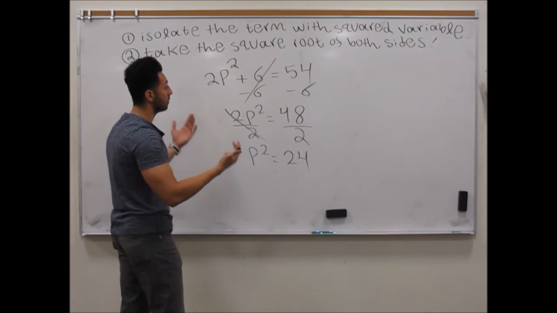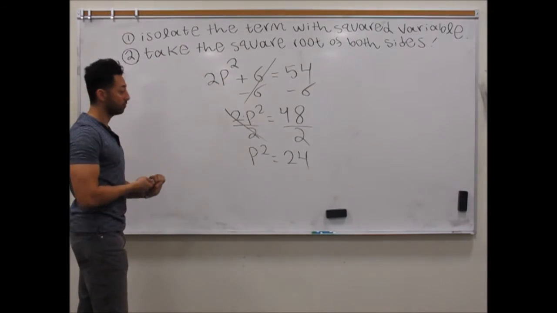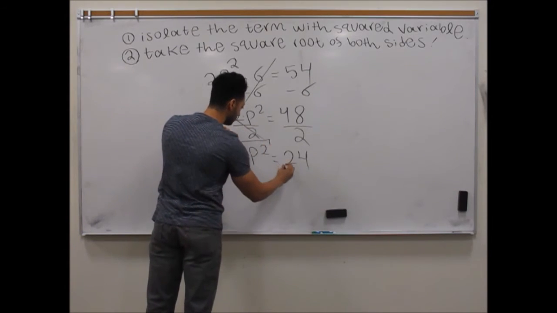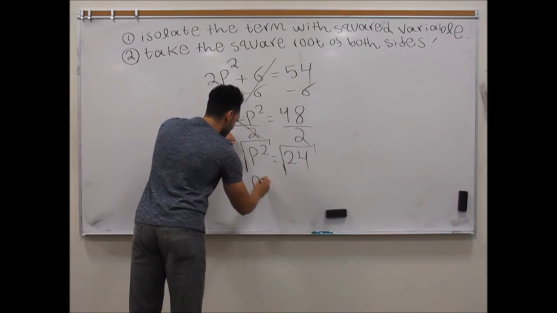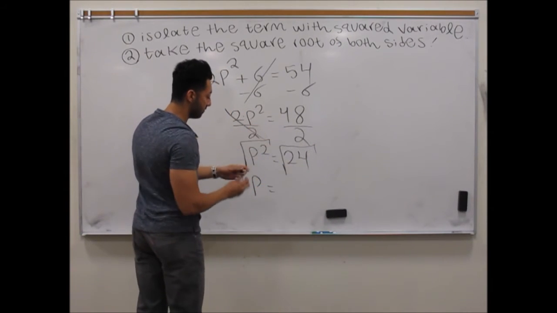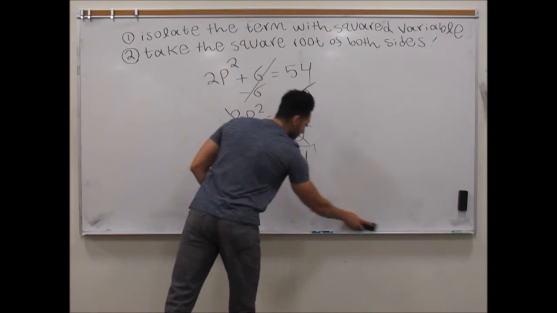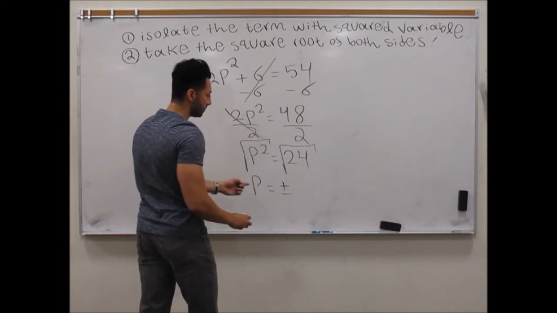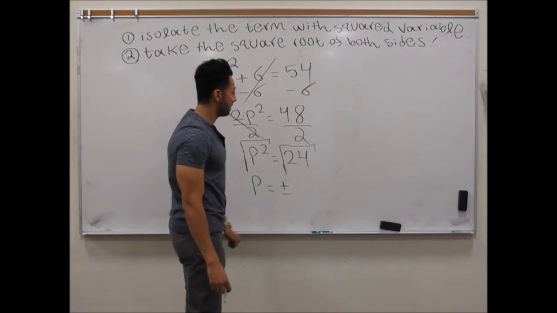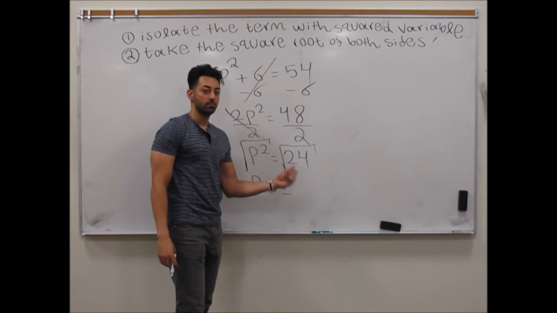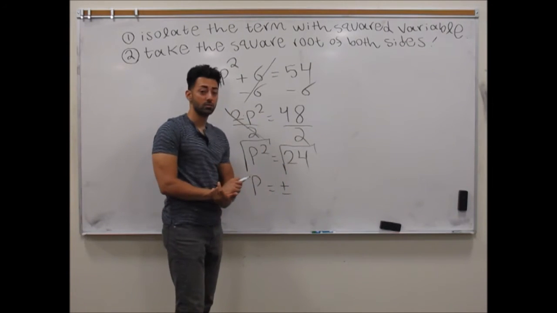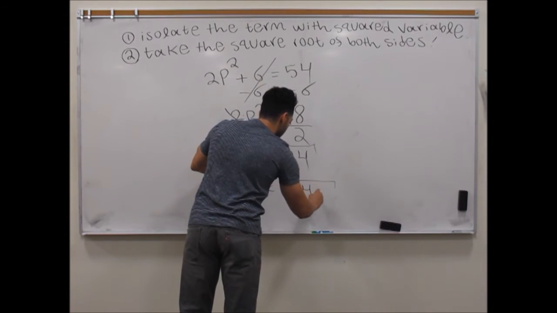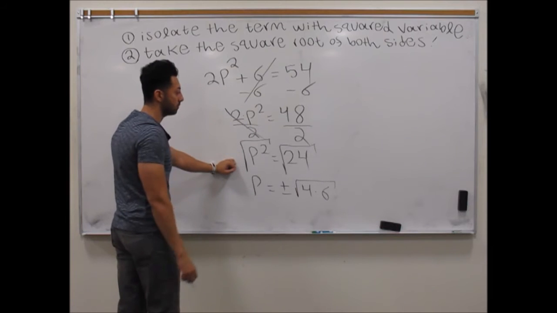Okay, so now we've moved on to the second step where we take the square root of both sides. So here I would get p equals, again we're going to have a positive and negative accounting for the roots whenever we take the square root, so we get plus or minus. Now the square root of 24, there's a perfect square hiding in there, which happens to be 4. So we could rewrite this as the square root of 4 times 6, right?